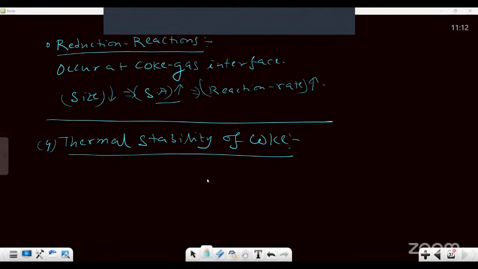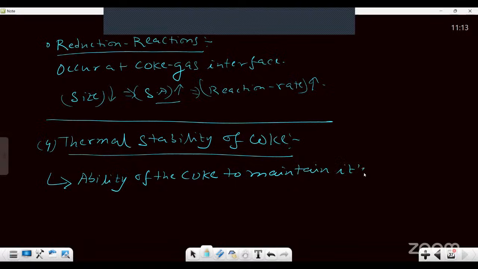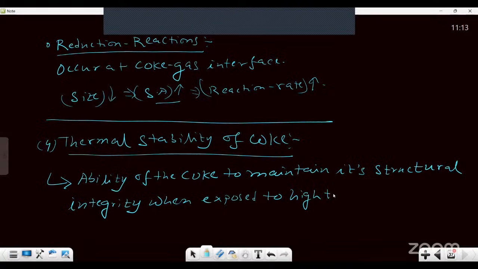Okay. Now we talk about the thermal stability of the coke. Thermal stability means the ability of the coke to maintain its structural integrity when exposed to high temperature. So you can write it: it is nothing but the ability of the coke to maintain its structural integrity when exposed to high temperature.